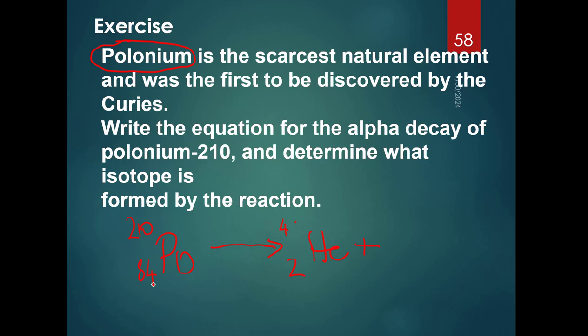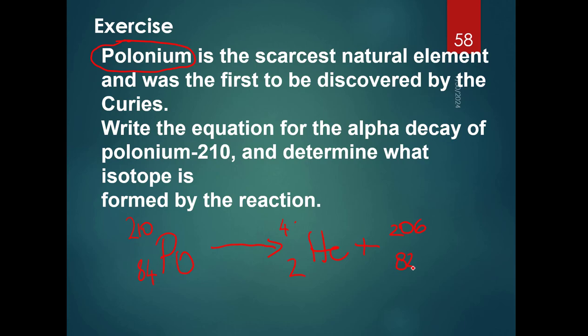So the question is, what are the new numbers going to be? Remember, we had the helium nucleus coming out. So what happens with the mass number? Yeah, it goes down by 4. So 210 minus 4 is 206. And what happens with the atomic number? 84. It's going to be 82.